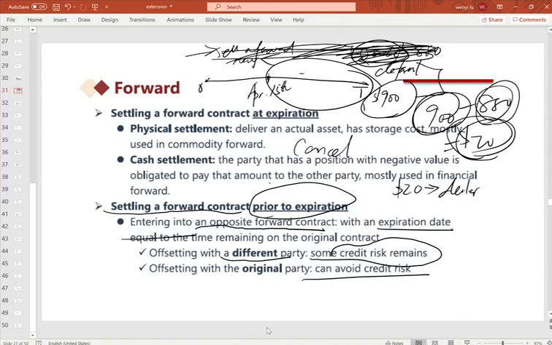So how can you protect yourself? To stop further cost before its expiration, you want to settle a what? An opposite forward contract. The perfect case is with the original party, with the same underlying asset, with the same quality, the same quantities, and on the same specific date.